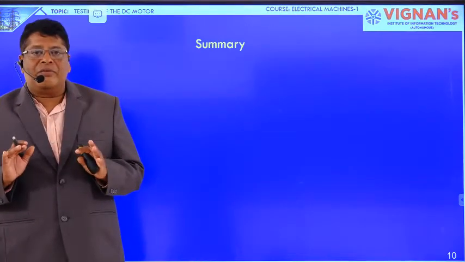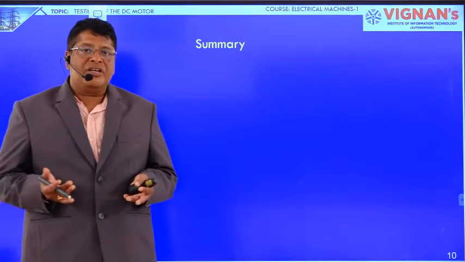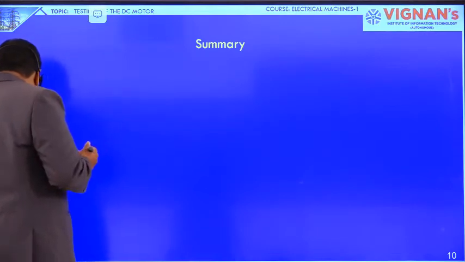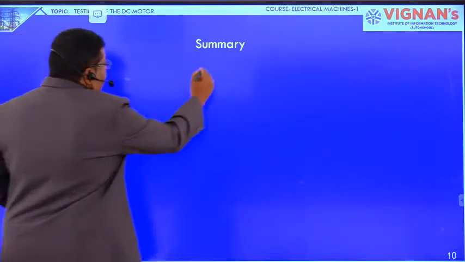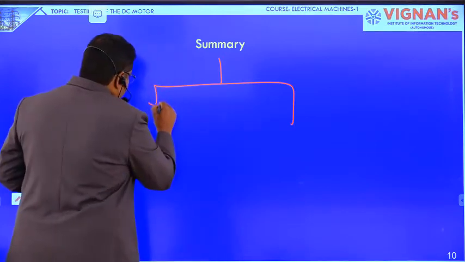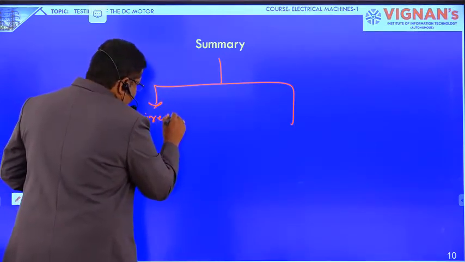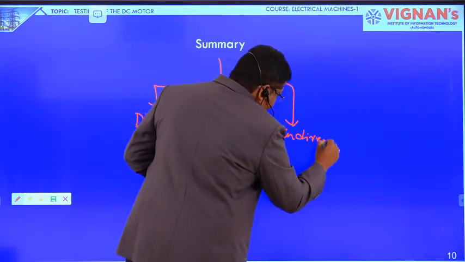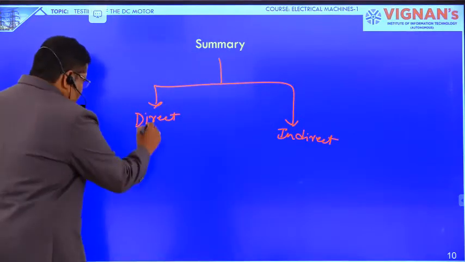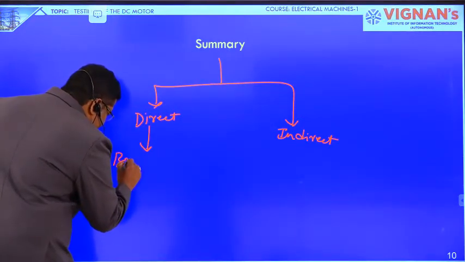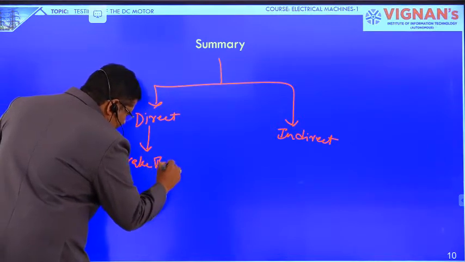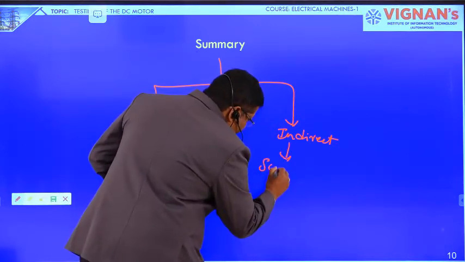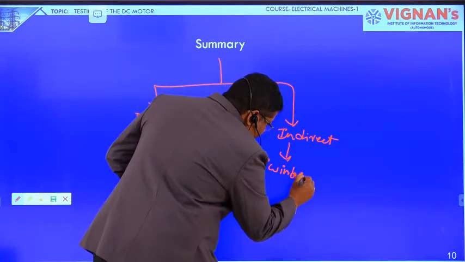In this lecture we are going to discuss the different tests on a DC machine. There are two types of tests: one is the direct test, another one is the indirect test. Under the direct test, we have discussed the brake test. Under the indirect test, we have seen the Swinburne's test.